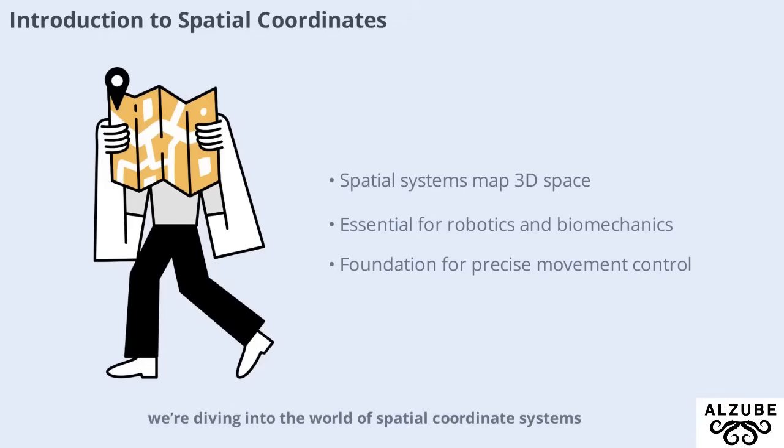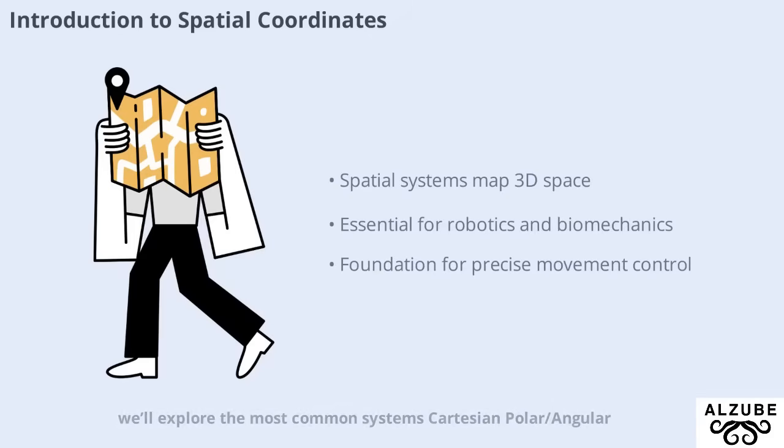Today we're diving into the world of spatial coordinate systems, the invisible grids that help us describe positions and movements in three-dimensional space. Whether you're working in biomechanics, robotics, or assistive technology, understanding these systems is crucial. Imagine trying to tell a robot arm exactly where to move or describing the precise angle of a knee joint. Coordinate systems make this possible.